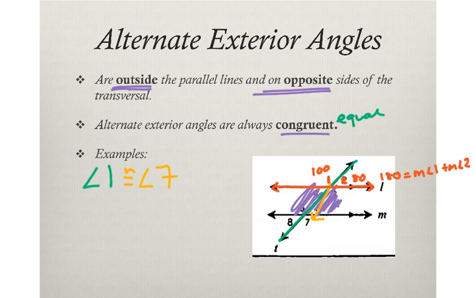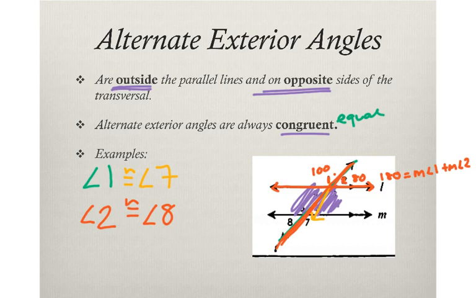So now that we clarified that, let's look at angle 2. Angle 2 then would have to be congruent, opposite sides of the transversal. You're then limited to either angle 1 or angle 8. We just went through why it wouldn't be angle 1, so angle 2 is congruent to angle 8. So alternate exterior angles are outside your parallel lines and on opposite sides of the transversal.